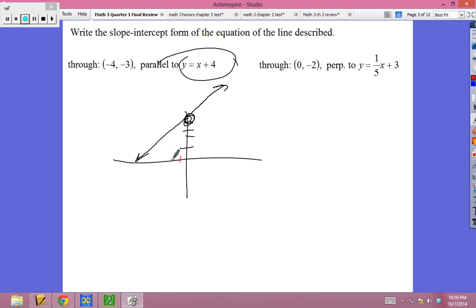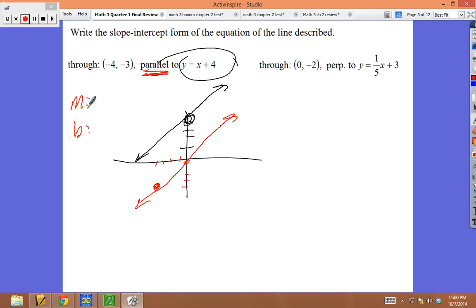Left 4, down 3, 1, 2, 3, 4, down 3. Our line goes through this dot, but it's got to be parallel, so it has to look like this. So it's going to be a little bit below it. But the key word is parallel. And parallel lines have the exact same slope. So if we're going to write it in slope-intercept form, you need to identify two things. You need the slope and you need the y-intercept. Where it crosses, it crosses. That's not a very accurate picture, but it's got to cross the y-axis somewhere.